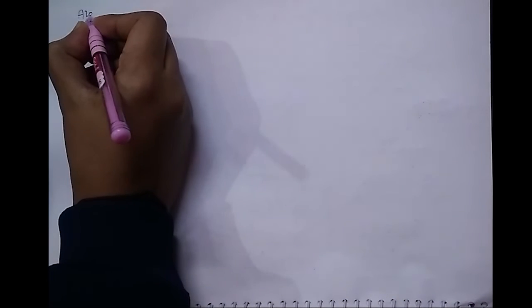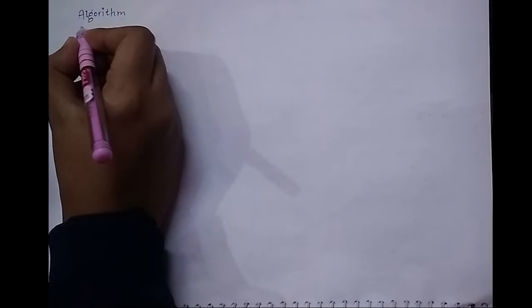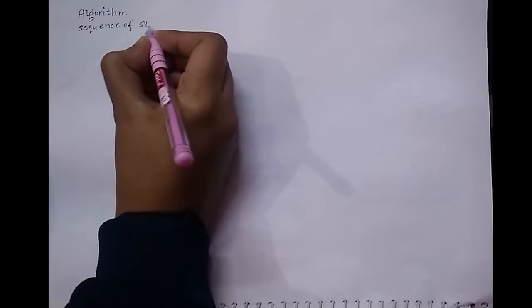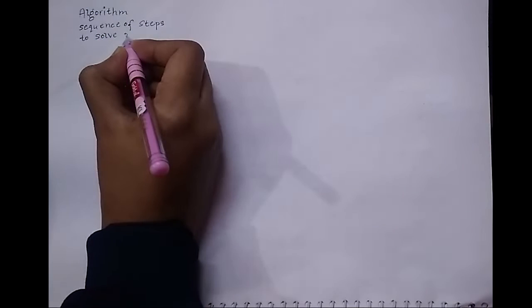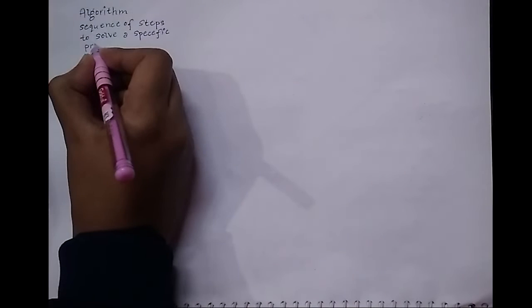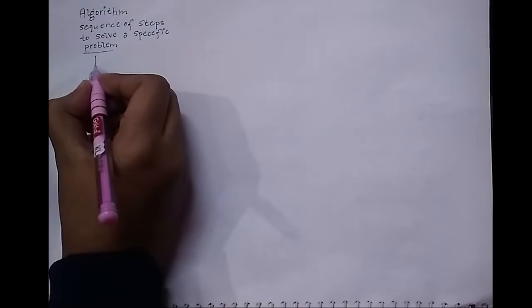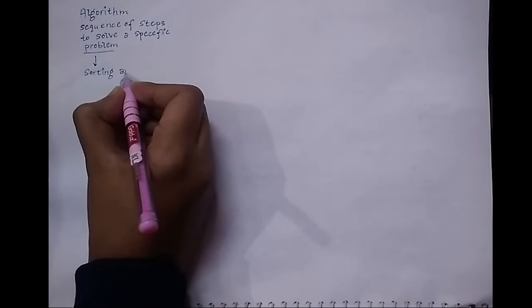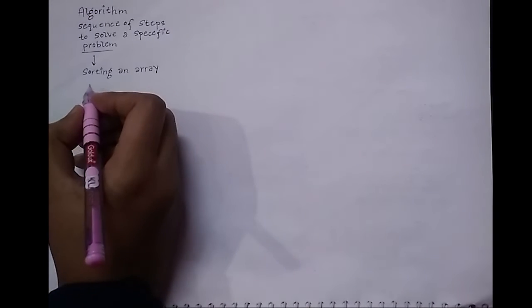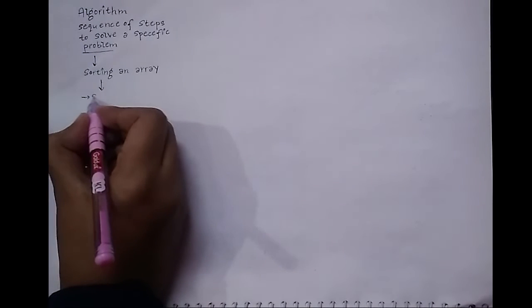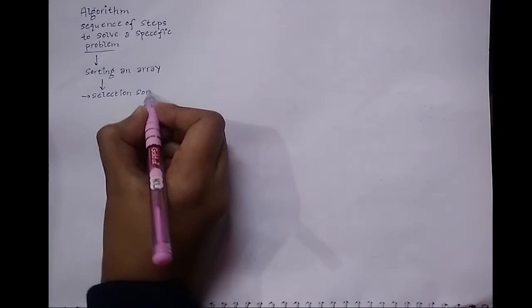What's an algorithm? An algorithm is a sequence of steps required to solve a specific problem. In this context, the problem is sorting an array. There are lots of algorithms which we can use to sort an array, but in this video we are going to talk about the selection sort algorithm. So let's see how the selection sort algorithm works.